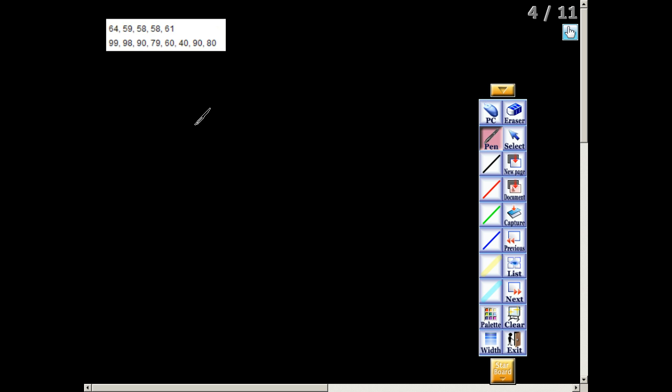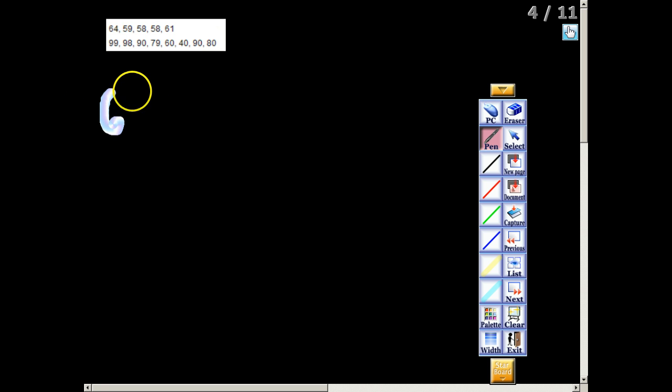We're going to first take a look at finding the mean from that first set of data right at the top. That's 64, 59, 58, 58, 61. So the first thing you will need to do, I just want you to follow along with me on this. First thing that you need to do is to add all the numbers together. So I'm going to add them all together.